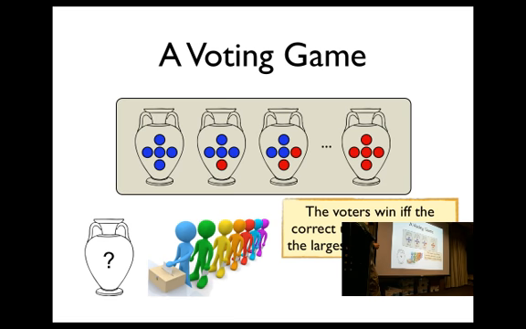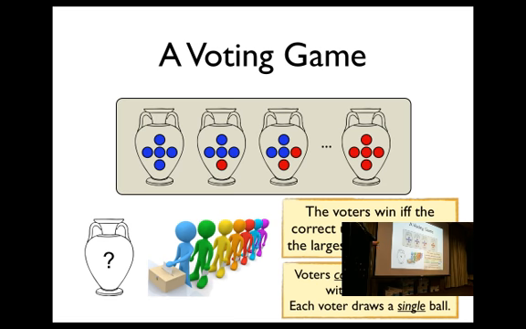One important thing is, of course, the rules of the game, which are that the voters win if and only if the correct unknown urn gets the largest number of votes. So that's when they win. And I guess the most important point is that voters cannot communicate with each other at all. And of course, at the very beginning, they can decide on a strategy that they can use. But once a voter picks a ball, then he cannot say anything to any other voter. Okay? And everyone gets a single ball.